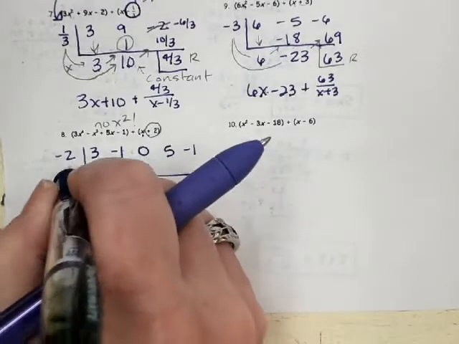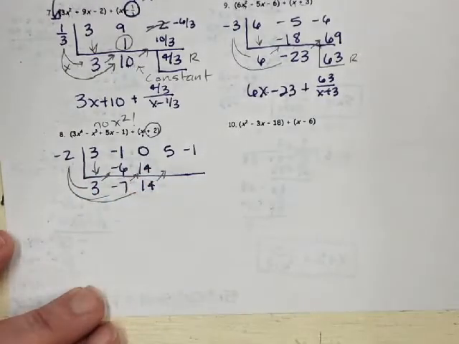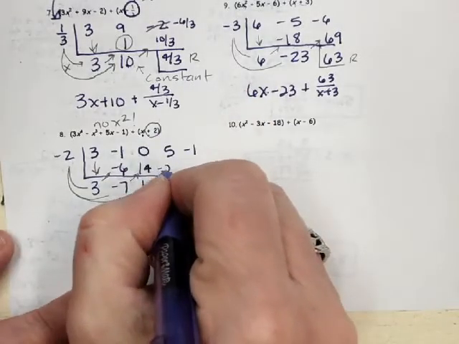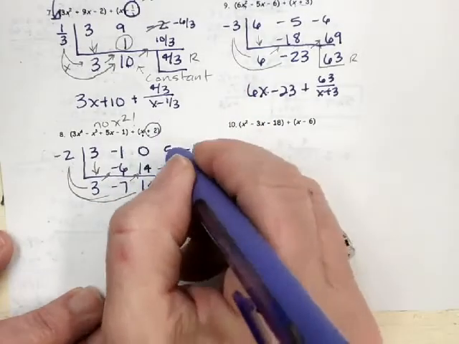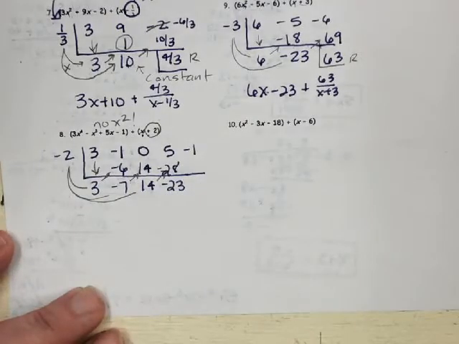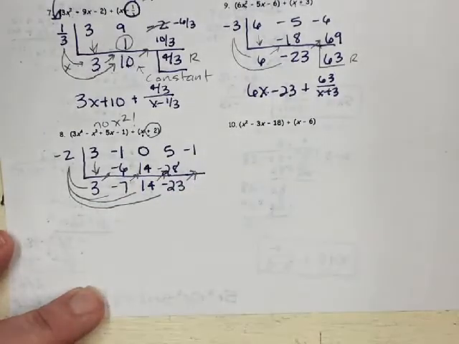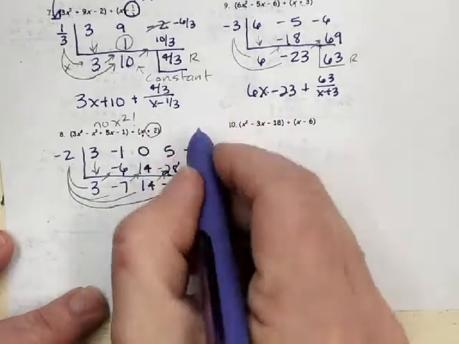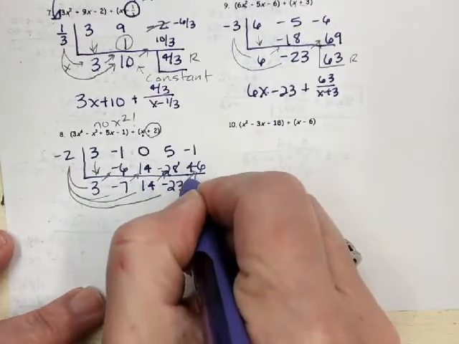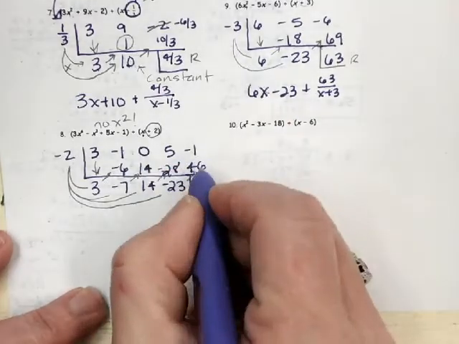And then you multiply and put it here. Negative 2 times 14 is negative 28. And 5 minus 28 is negative 23. And then you multiply and put it here. Negative 2 times negative 23 is a positive 46. And this is going to be my remainder. Negative 1 plus 46 is 45.